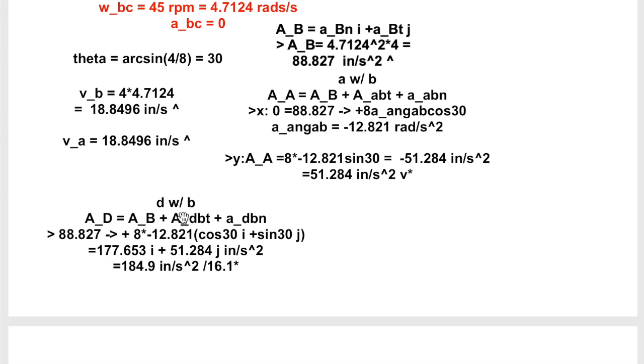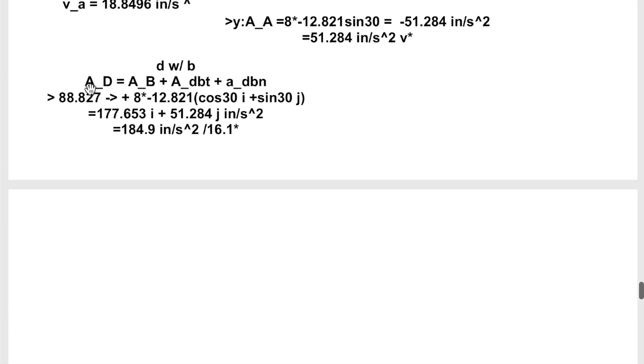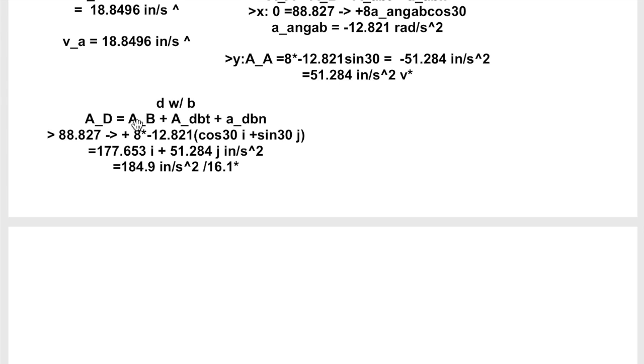Then we do the same thing with D with respect to B. Set it up here. So we know that acceleration D is AB plus acceleration of B, plus the acceleration of dB tangent and dB normal. We set this up right here. Get this, and by solving it, we get 184.9 inches per second squared at an angle of 16.1 degrees.